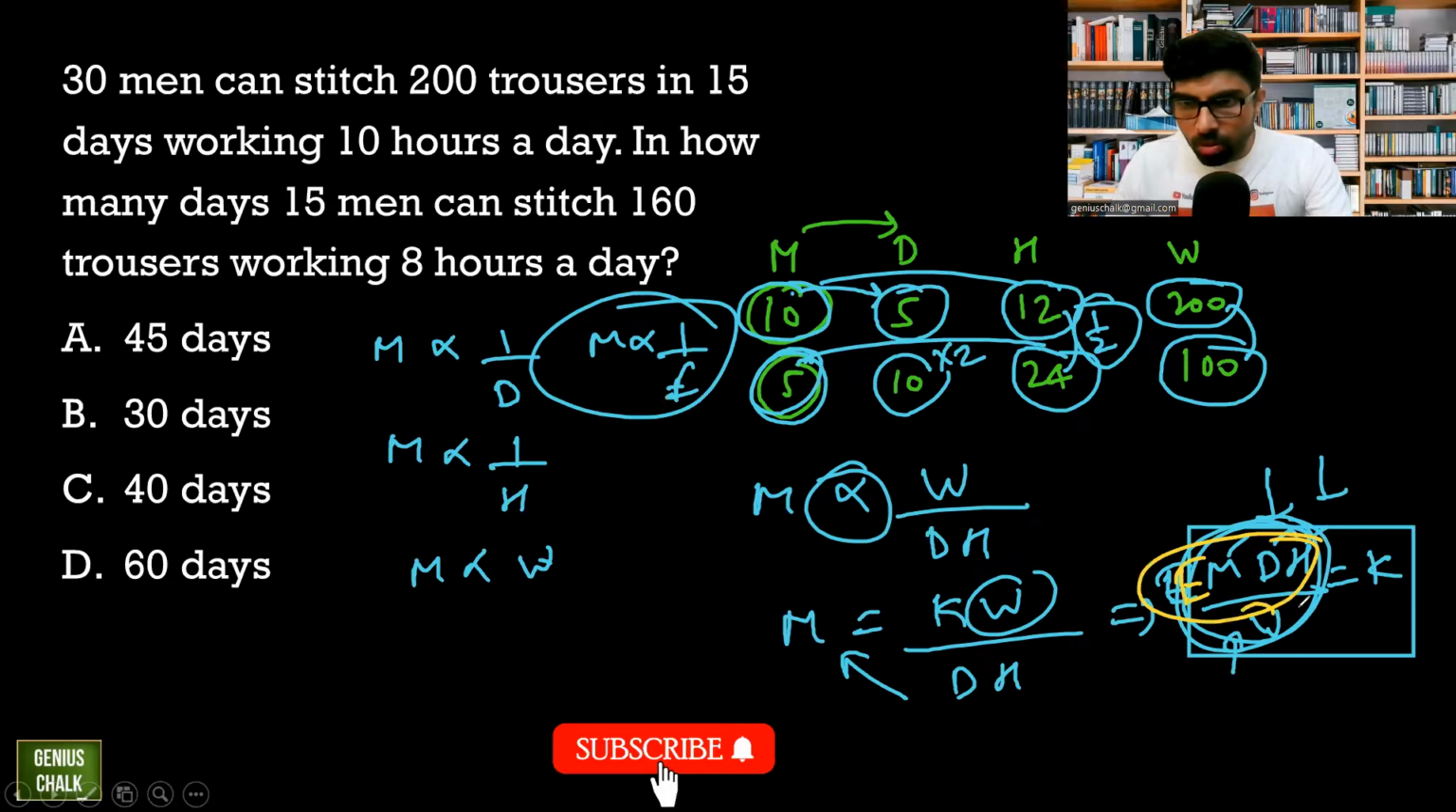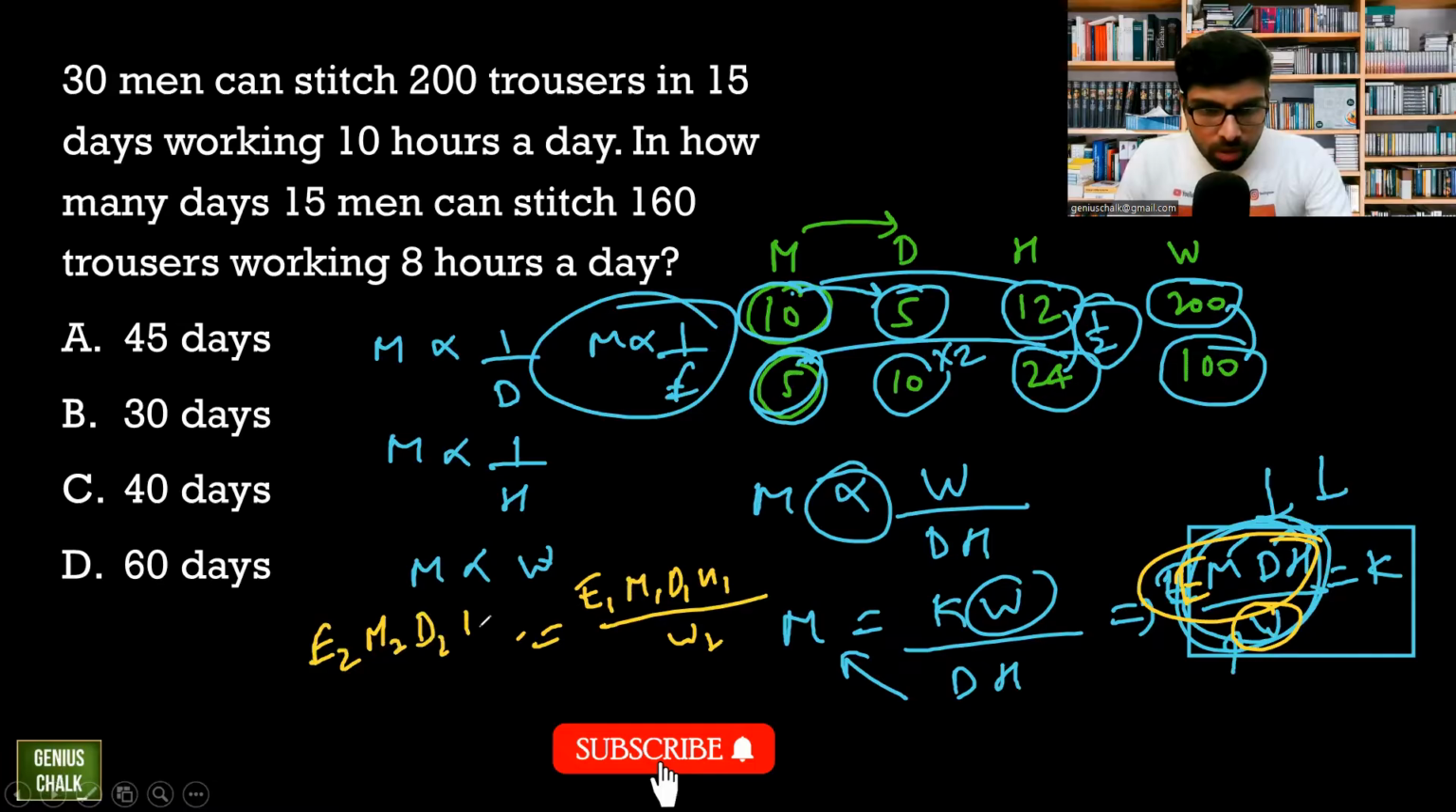E M D H by W is equal to a constant. So you can use it like E1 M1 D1 H1 by W1 is equal to E2 M2 D2 H2 by W2. And remember, if out of these something is not given, we can ignore it.